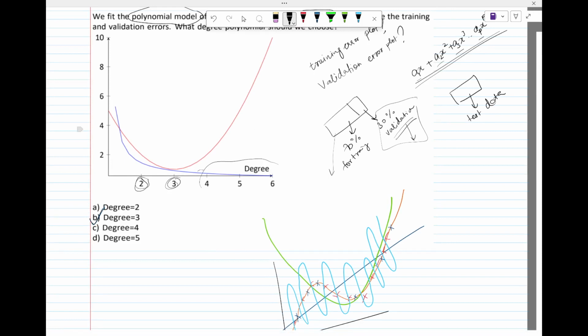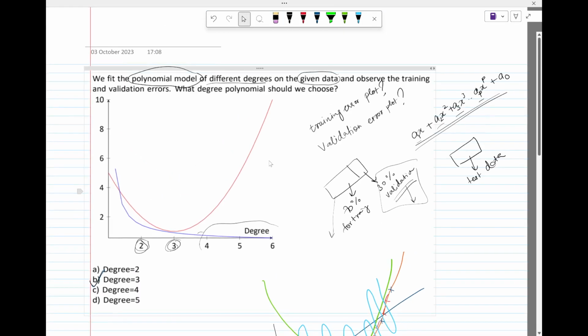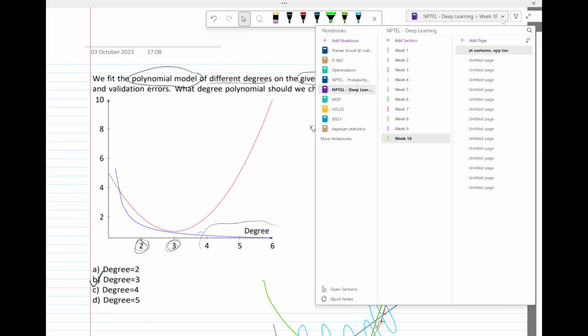Okay, so what you said is right. Blue is the training error, red is the validation error. So I think this part is quite clear too. So I'll go to the next question.